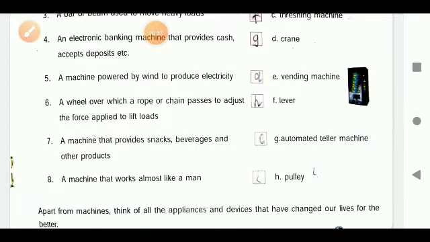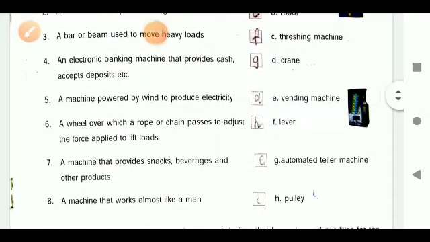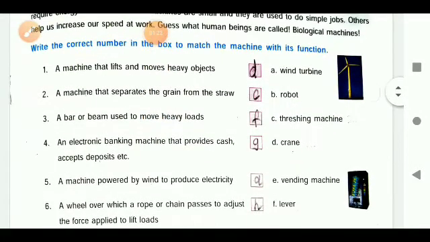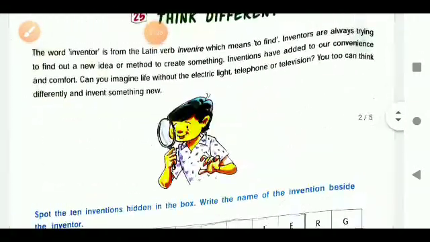You have to match the proper answer from column B. A machine that works almost like a man is a robot. Then a wheel over which a rope or chain passes to adjust is a pulley. In the same way you have to study match A with B from this lesson.